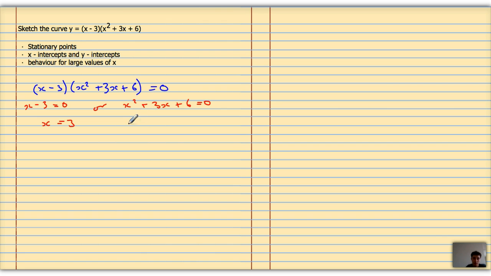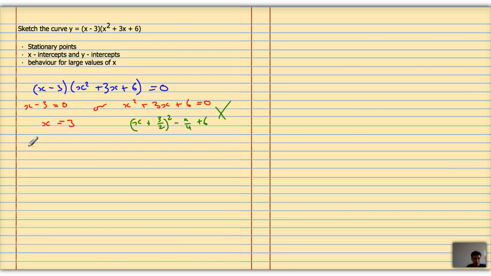We could test that by, I know this won't factorise. I could try completing the square. So it's going to be minus 9 over 4 plus 6. Because that will be positive, when we take it over to the other side we'll get a negative, so there'll be no real roots. So this is not possible. Okay, so x equals 3 is our only x-intercept.